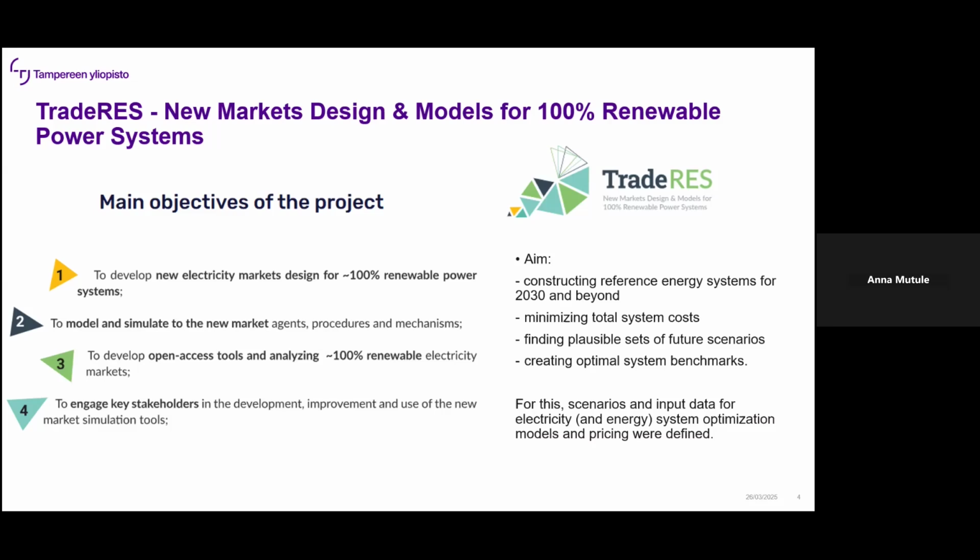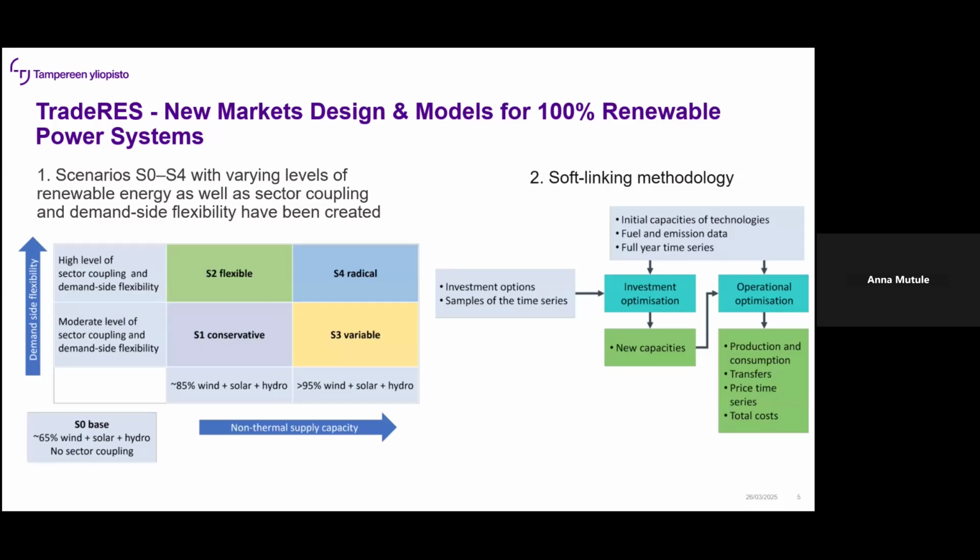To deliver on those goals, TradeRES followed an iterative approach, continuously refining models and engaging experts to ensure realistic outcomes. Actually, they created a kind of framework for the modeling, and this includes representing all energy sectors, explicitly modeling flexibility resources in need, and integrating operational details into investment decisions.